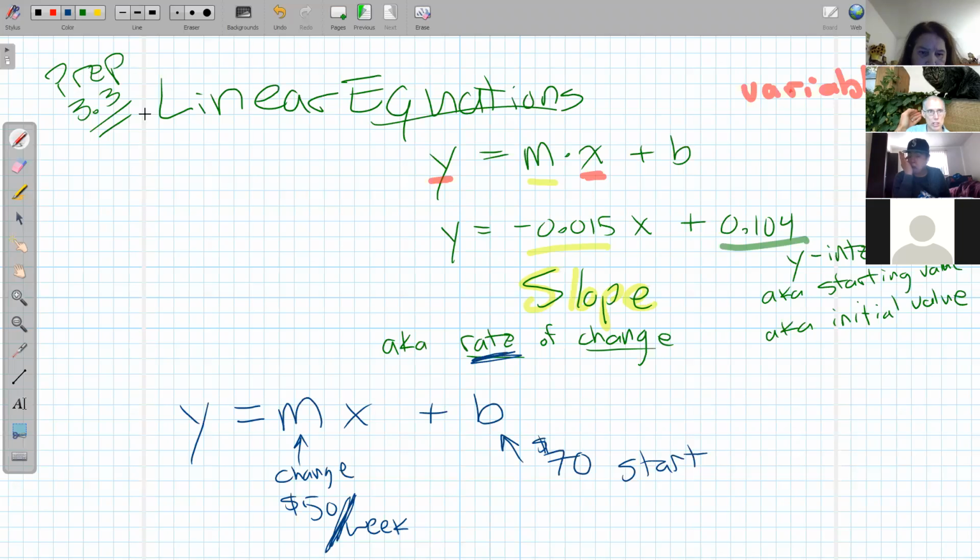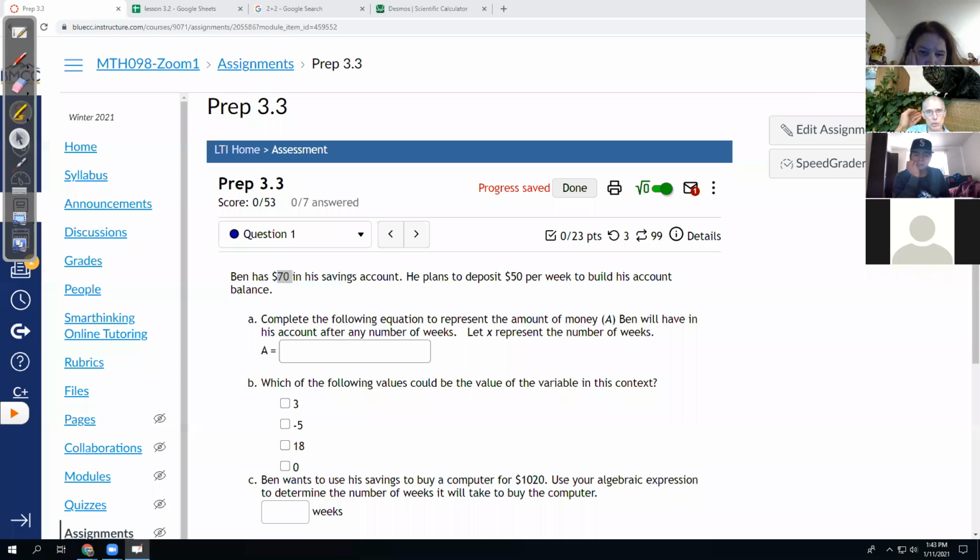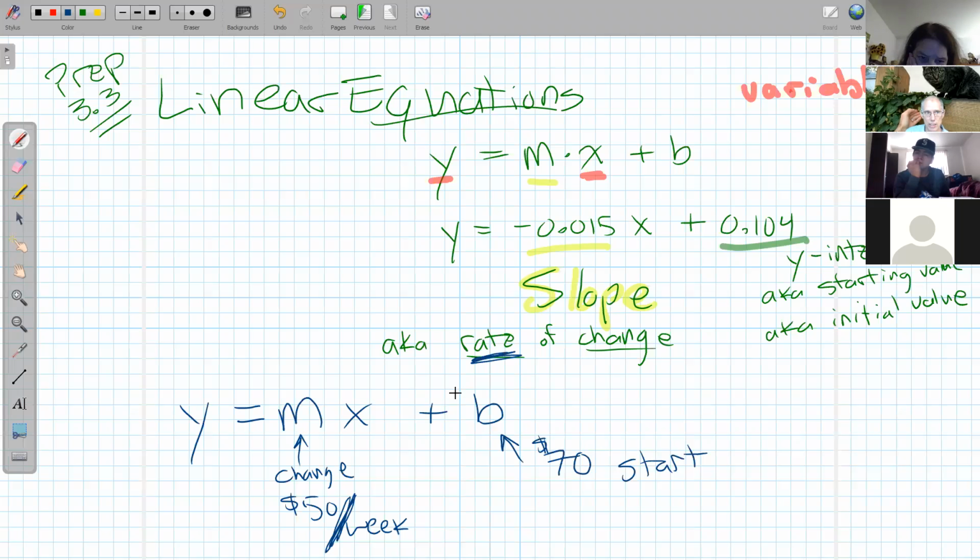So for this situation, and again, I'd have to choose the right variables. What did they say to use for variables? They said to use A for the amount he has and X for the number of weeks. So I would write it, let's use a color, as A equals $50 per week. So that'd be 50X, X is weeks, plus he started at $70.